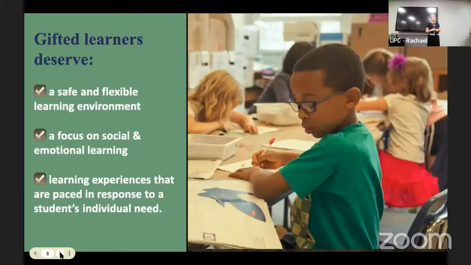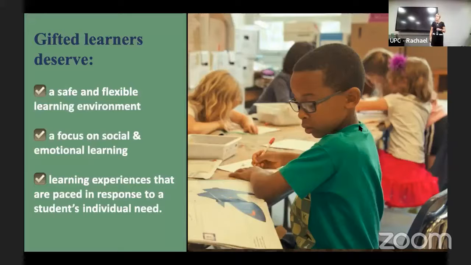So when we think about gifted learners and what those learners need, what do they need to be successful? Well, we believe that gifted learners need a safe and flexible learning environment. Safe because if I as a learner don't feel safe where I am, I'm not going to learn anything. Flexible because gifted learners kind of float in and out, and we need to be able to move with that flow. Additionally, we need to focus on social and emotional learning.